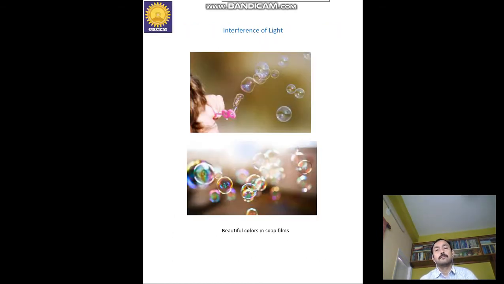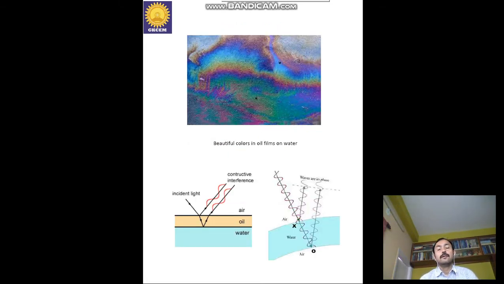We will discuss the interference of light. You have seen beautiful colors in soap films. How are these colors formed? These colors are formed due to the phenomenon of interference of light. As well as you can see this when some oil falls on water, or petrol or diesel is on the road, then you can see patches of beautiful colors in oils and on water films.